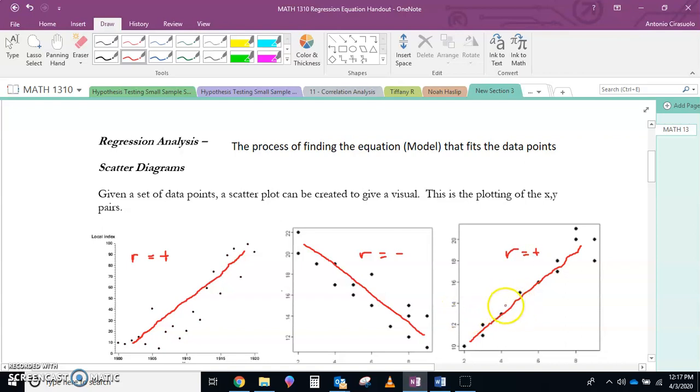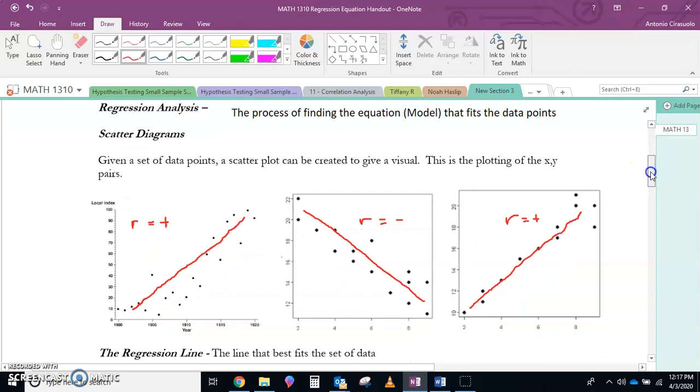Now, the question is, how is this line actually figured out? We're going to keep it really simple. Your calculator actually takes care of all the math for you. But basically what you have to visualize is the following.